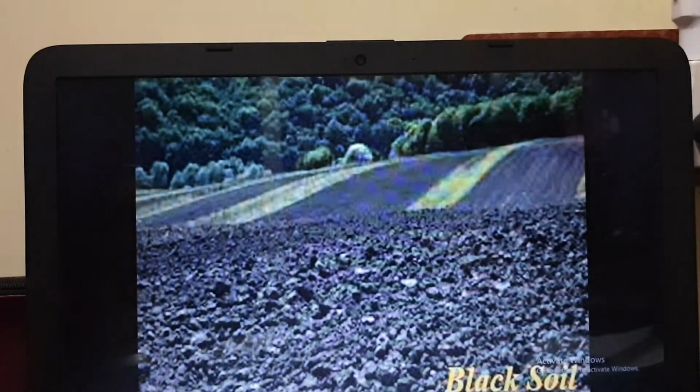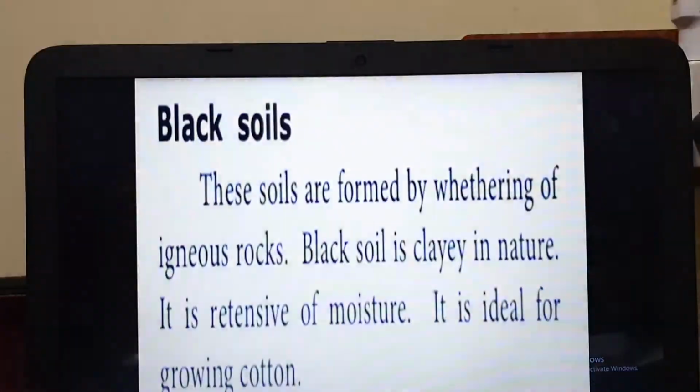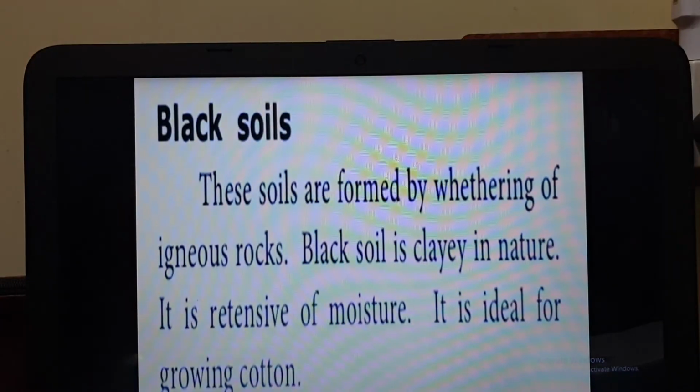Next. So next one is black soil. See, black soil is named on its color itself. Black soil will be looking in black color. These soils are formed by weathering of igneous rocks. So black soil comes out of igneous rock. When the igneous rocks gets weathered, change its shape, and forms as a soil, okay, it becomes as black soil.